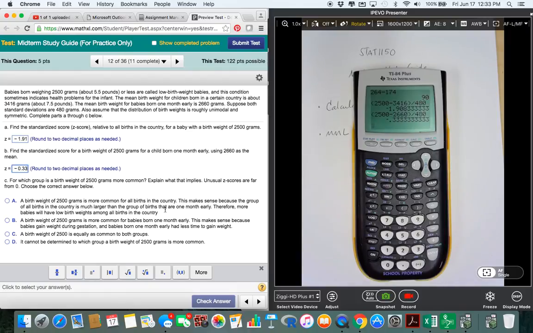Now, for which group is a birth weight more common? Well, it's going to be the one that's closer to the mean, so that's going to be for the child born 1 month early. So it looks like to me that B is going to be the correct answer.